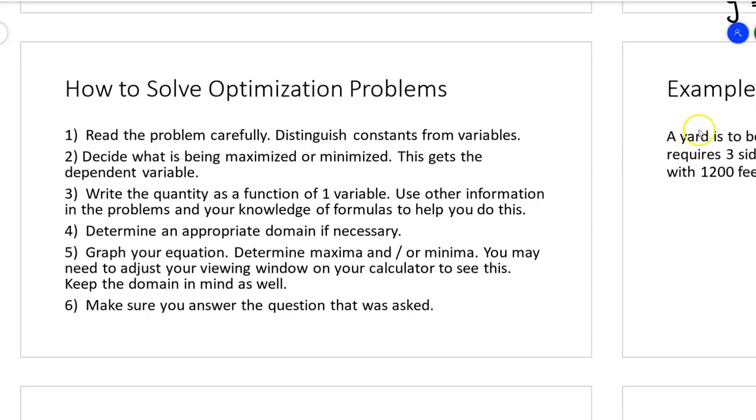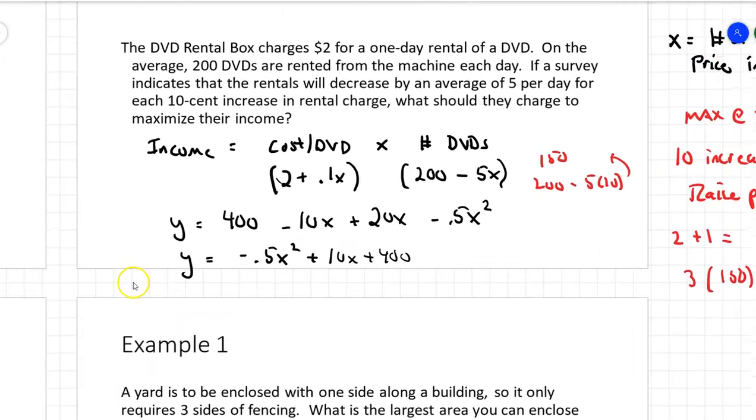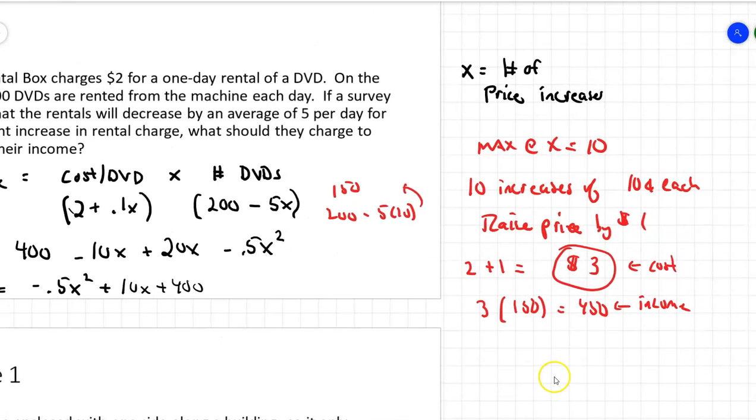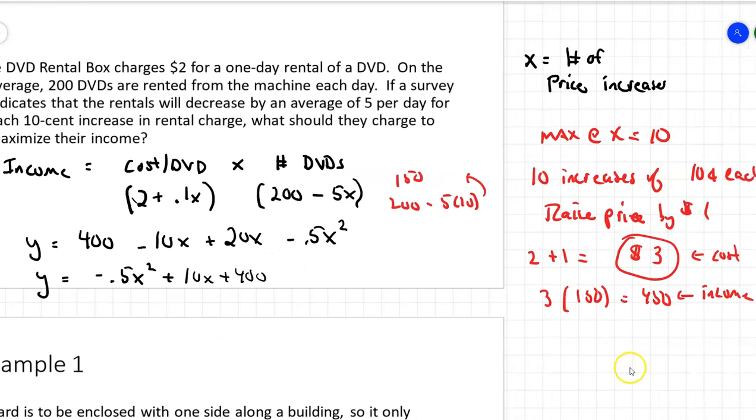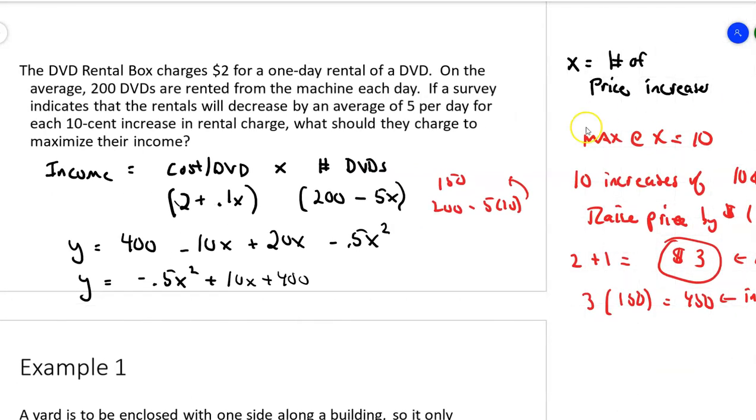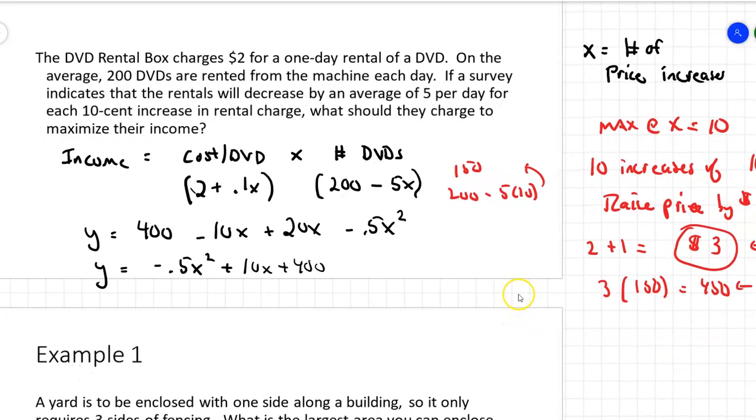So when we finished up our problem here and we said, well, it's at 10, 450. That's our answer. But the answer wasn't 10. 10 was the number of price increases. But the question actually said, what should they charge? So we had to take that value that we found, substitute it back in to find out what the new price would be. So in our case, it was 10 price increases of 10 cents each, means raise the price by $1. So our new cost is $3 instead of $2.